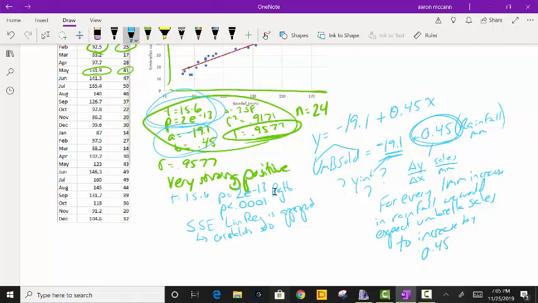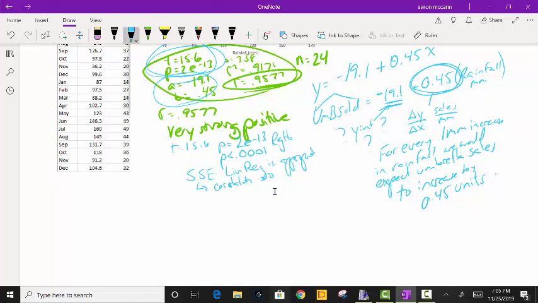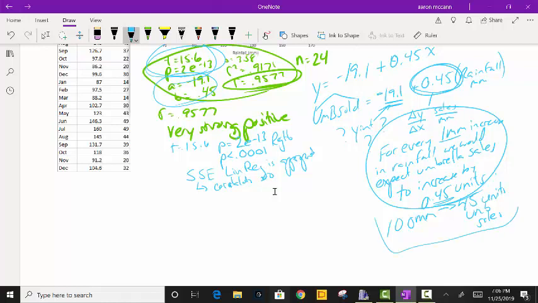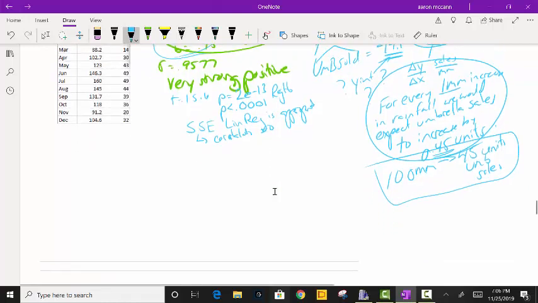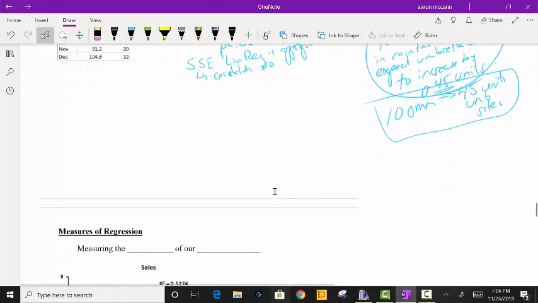by 0.45 units. You could even take that up to make it a little more practical: 100 millimeters of rain should equate to 45 units of increase in umbrella sales. But we typically stick with this for every 1 unit of increase. This is what we should expect, and people who are actually reading this know that we can convert this and have larger applications for it.